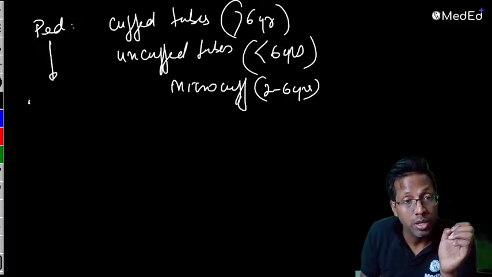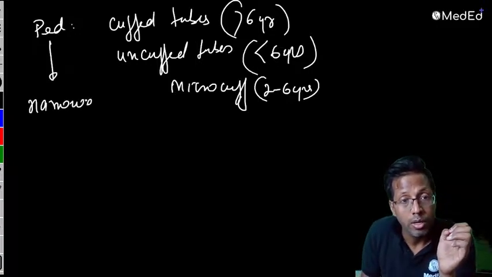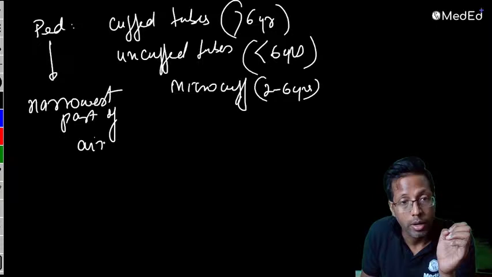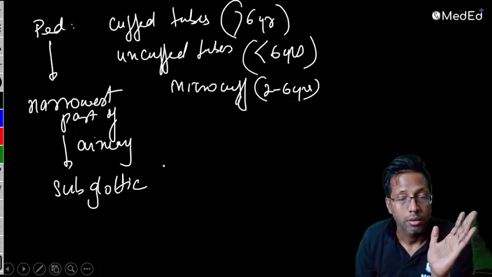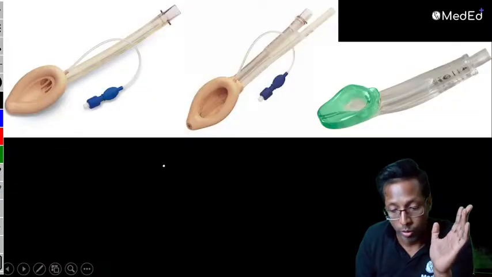Remember, in a pediatric patient, the narrowest part of the airway is subglottic, below the glottis. Important. Okay? Done. So this much is what is important from the airway point of view.